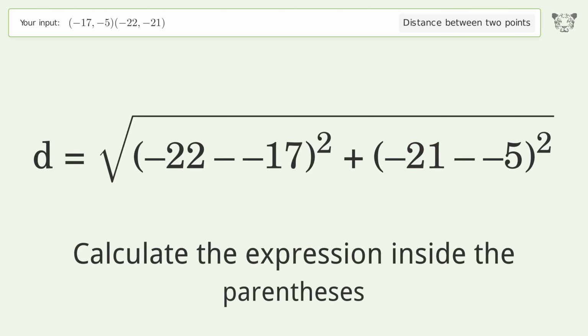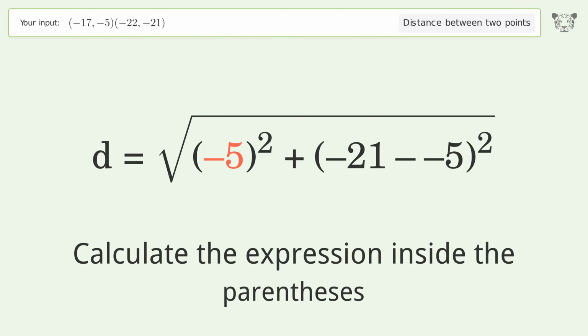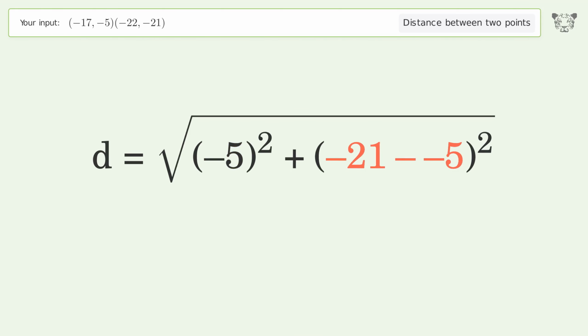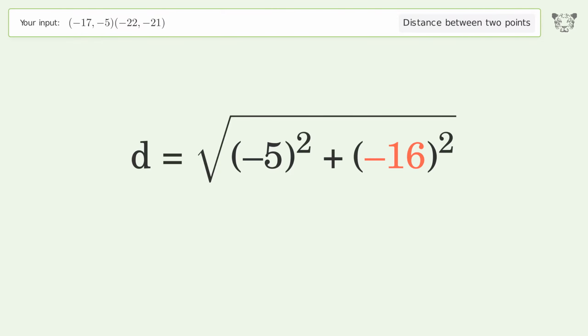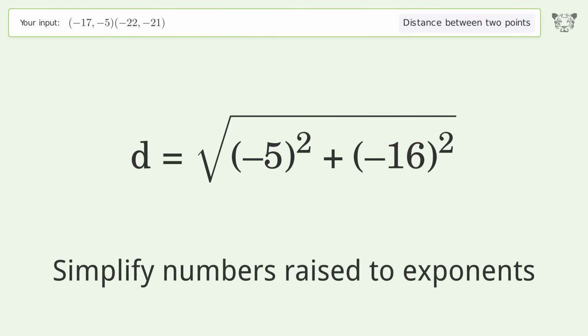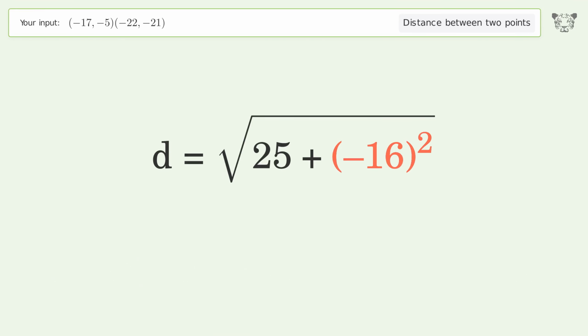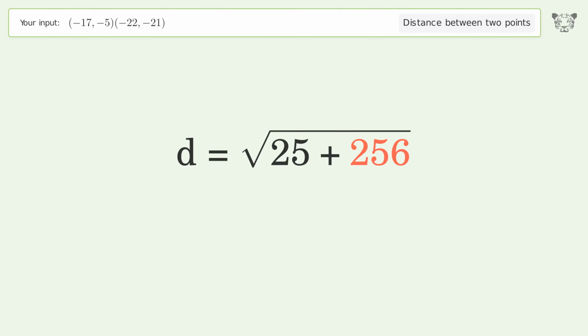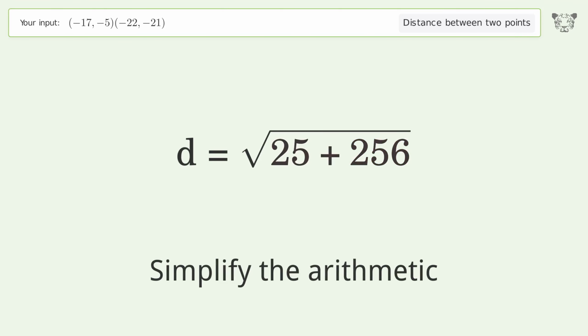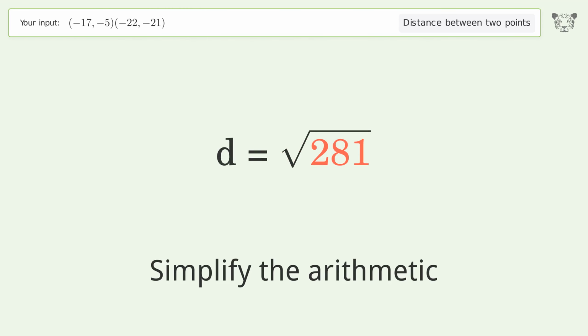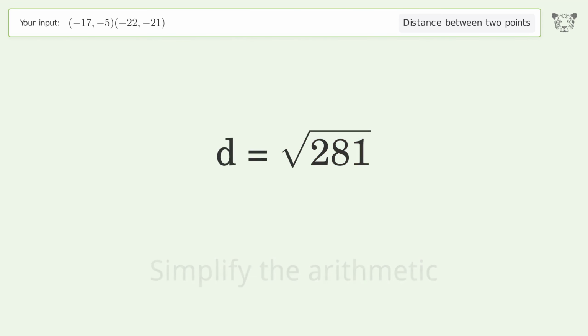Calculate the expression inside the parentheses. Simplify numbers raised to exponents. Simplify the arithmetic. And so the distance between the 2 points is the square root of 281, or 16.763.